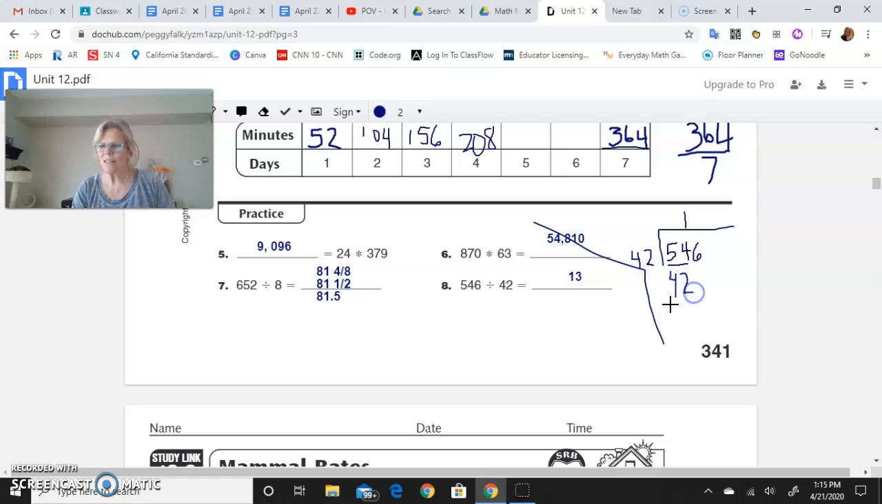So I subtract that, and I get a remainder of 12. Bring the 6 down. Now, how many times can 42 go into 126? Well, if I do 42 times 2, I know that's 84, maybe 3 times. 2 times 3 is 6. 4 times 3 is 12. I get a 0 remainder. So 3 was my answer. So 13. 42 goes into 546 13 times.